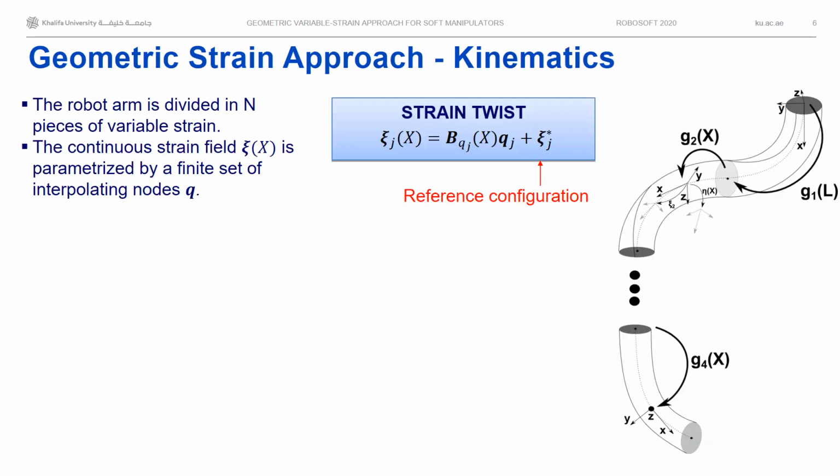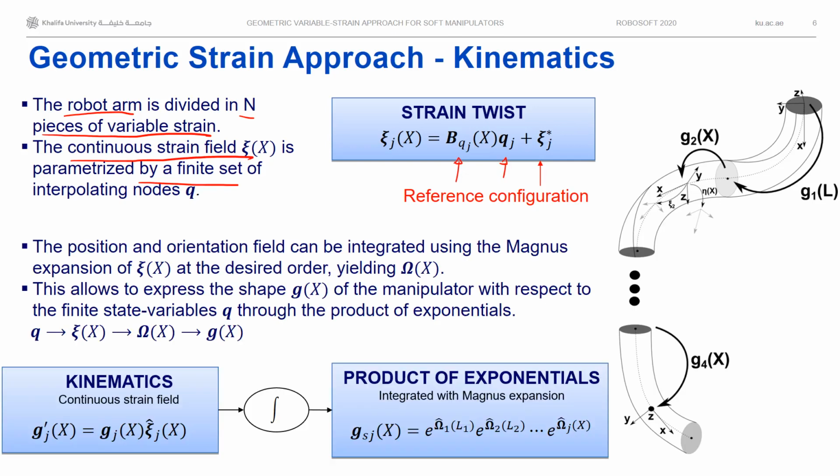Let's start with the kinematics of our geometric strain approach. First of all, we divide the robot arm into n pieces of variable strain that correspond to the elements of a finite element method. The continuous strain field is parameterized by a finite set of interpolating functions and interpolating nodes. Then the configuration of the manipulator can be integrated from its continuous kinematics using the Magnus expansion.